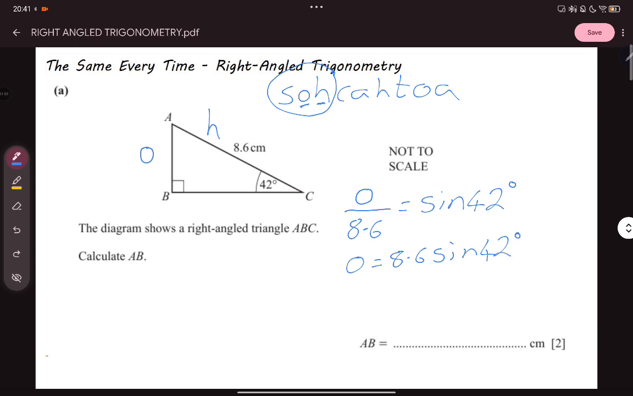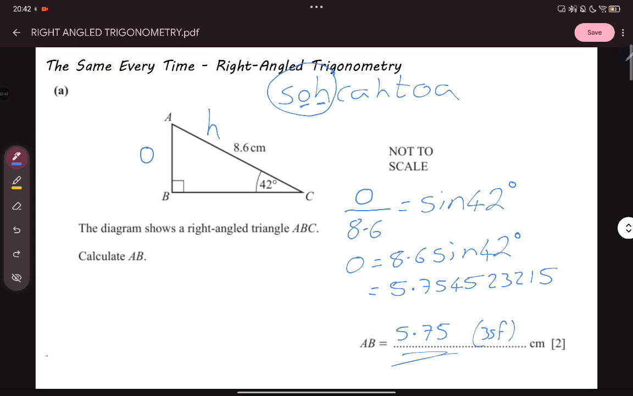And there we go, calculator job. Try it yourself on your calculator. 8.6 multiplied by sine 42, making sure that you're in degrees mode, that you have a little d at the top of your calculator. I'm going to write down the full calculator answer, so 5.7545, 23215. And then I'm going to give a sensible rounded answer for my final answer there. I'm going to go for three significant figures. So 5.75, three significant figures.